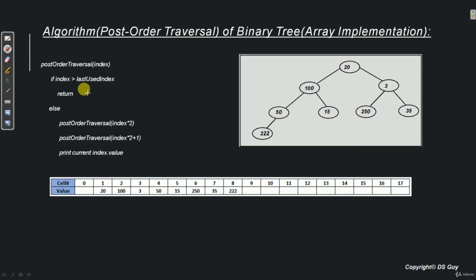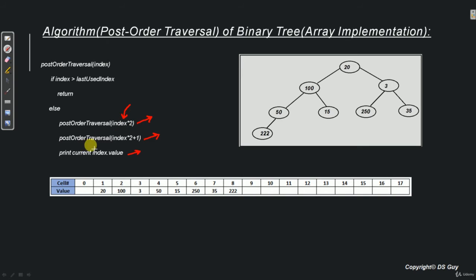So as we already know, in a post-order traversal, first we visit the left subtree, then we visit the right subtree, and then we visit the root node. So here in this algorithm, we are doing the exact same thing. That is, we are recursively calling the post order traversal method on a modified argument. And what is a modified argument? It is index into 2, which is nothing but the left subtree.